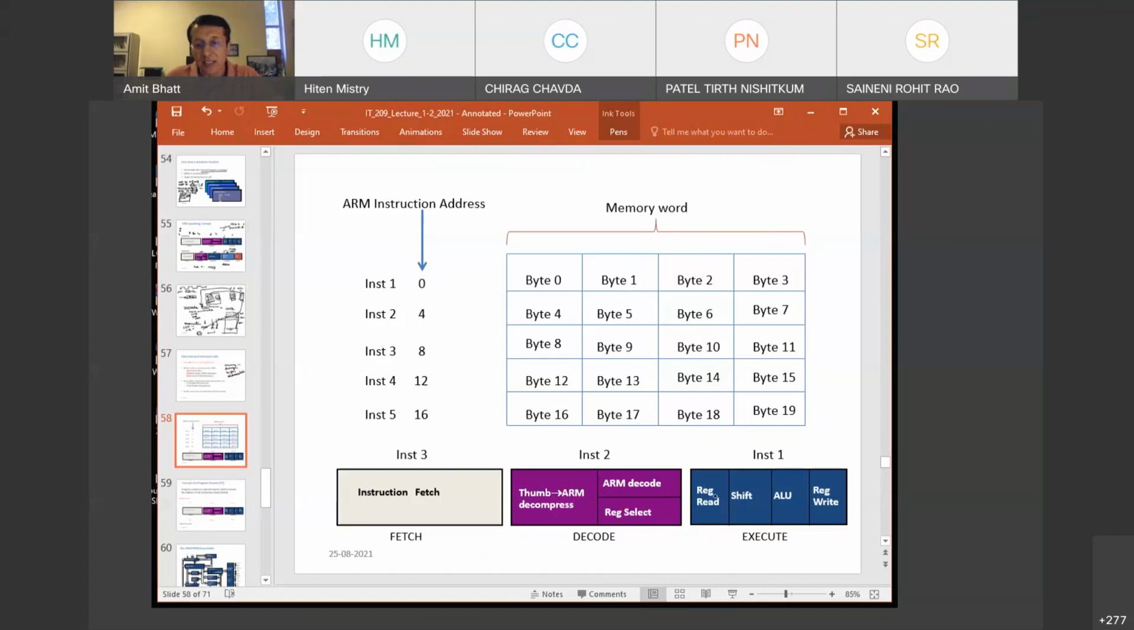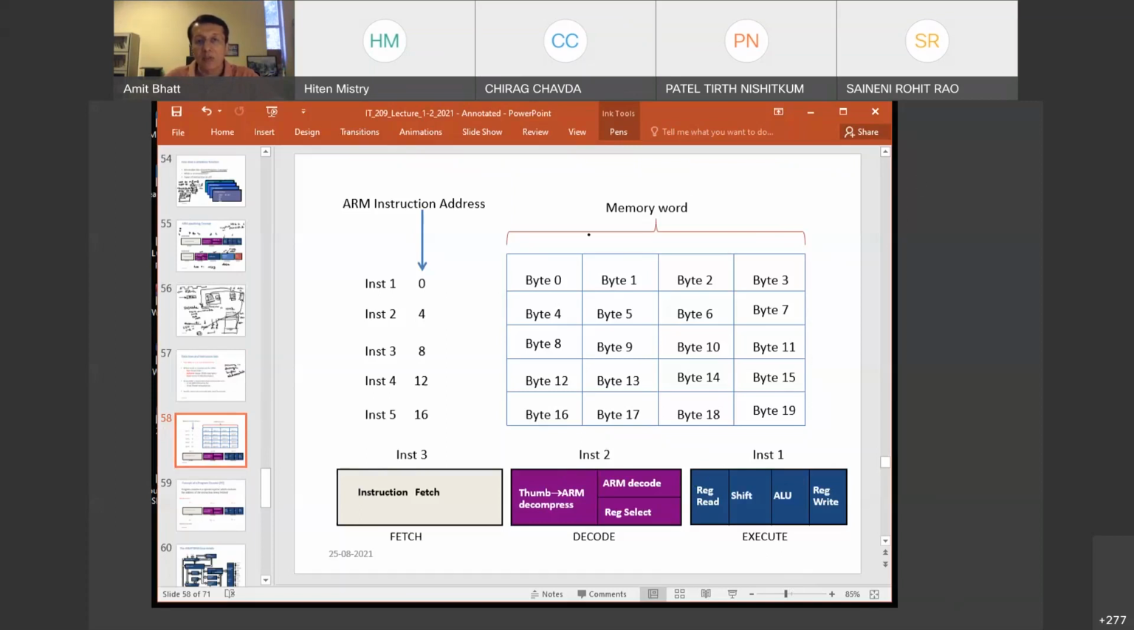Now here you can see execute, it does a lot of things. It is doing register read, it is doing shift, it is doing some ALU operation, and then it is going to write into register. In a 5-stage pipeline, things would be easier. This execute stage could be broken down into 3 separate stages, and we will see that in just a few slides. But this is important. There are 2 things you need to remember from this slide set.